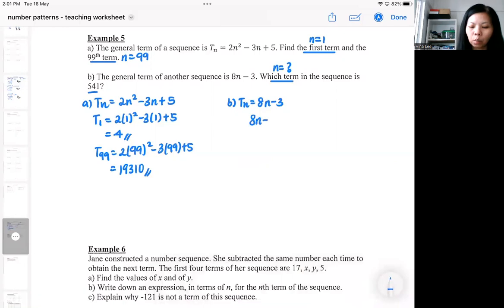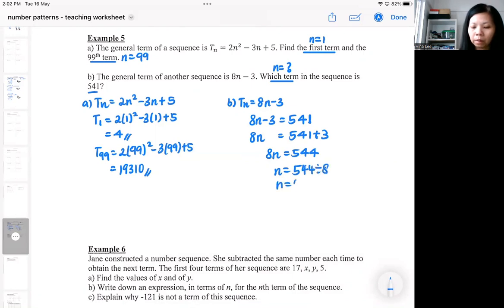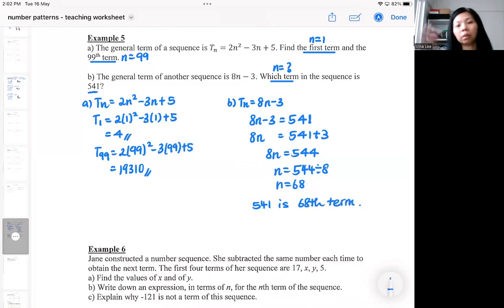In such a case, you will let the whole formula be 541. And then you do what you have learned in your algebra, you plus 3 on both sides. And then you divide by 8 on both sides. So in this case, when you get 68, that means 541 is the 68th term. That means you got to go all the way until 68. Then you can see, oh, 541 appears already. So be careful of what they are asking for.